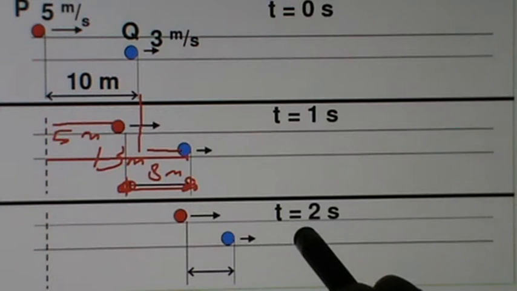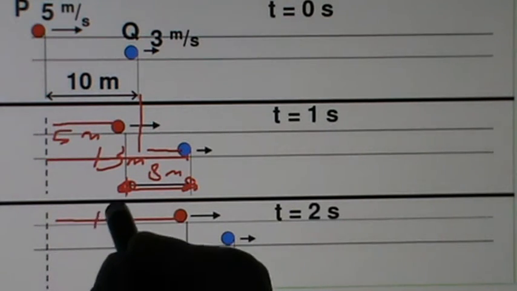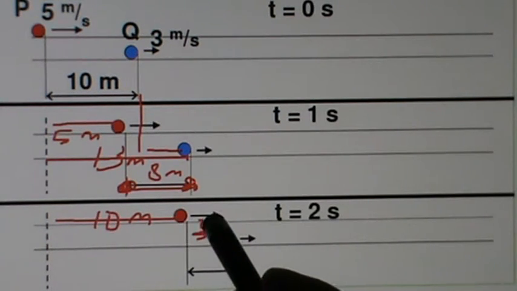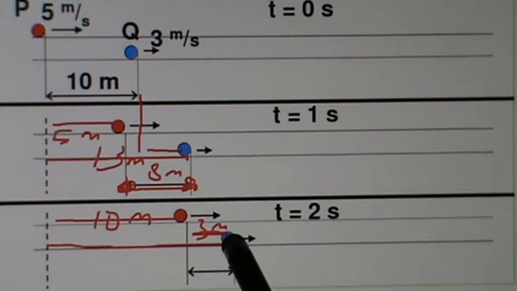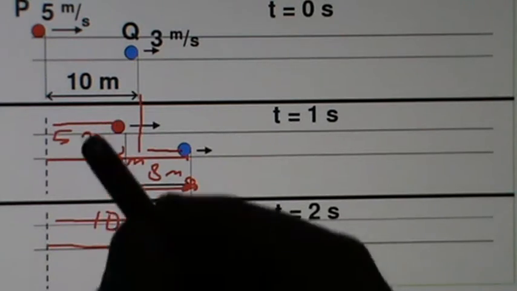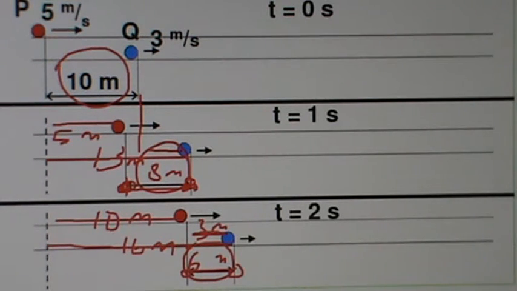And at t equals 2 seconds, the distance traveled by P now is 10 meters, and Q is moving also another 3 meters, so the distance from here to here is 16 meters. So as you see here, the distance between P and Q now is 16 meters minus 10 meters, so you'll get 6 meters. And here you see that every second their distance becomes closer by 2 meters.